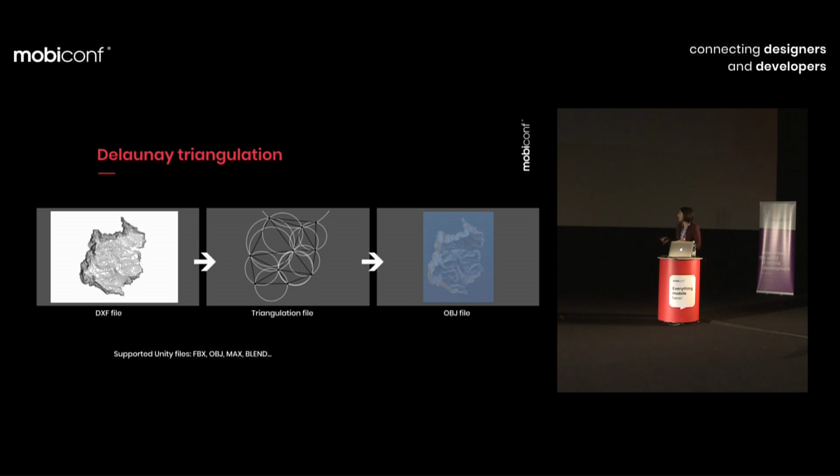We won't cover the details of the algorithm here, of course, but all you need to know is that the Delaunay triangulation takes the set of points that compose your DXF file and then creates an OBJ file. That is one of the many formats supported by Unity to be inserted in your scene.